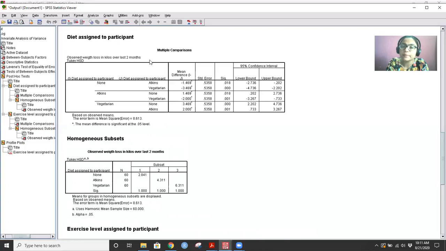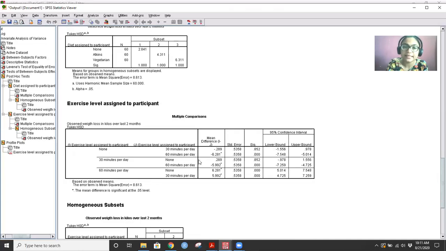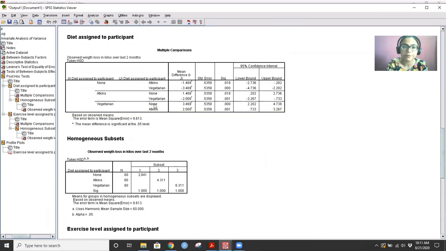Now, this particular table is going to perform all those multiple comparisons. But the only thing is that each of the comparisons appears twice. Okay. So just to make the design more beautiful, I would say, it just appears to be coming twice. So we can see now, let's start interpreting. Okay. For diets, we're going to have two different tables. This is for all possible combinations of diet. And this one is for all possible combinations for exercise.